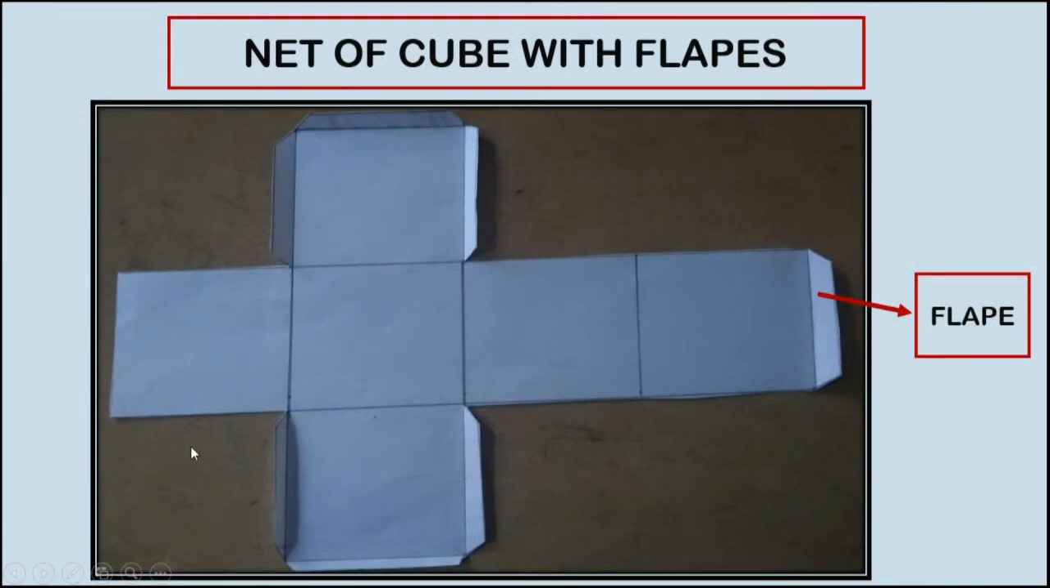Net of cube with flaps. Here I have made a net of a cube with flaps. Actual nets are used without flaps. These flaps are made just to stick the cube together. Now this net contains 6 squares. How many squares? 1, 2, 3, 4, 5, 6 squares.